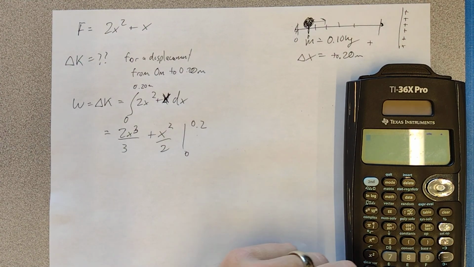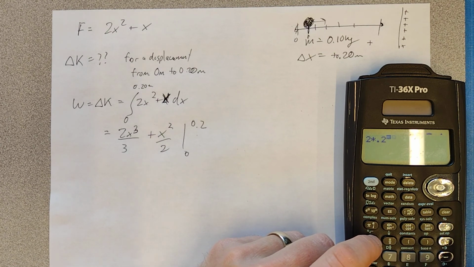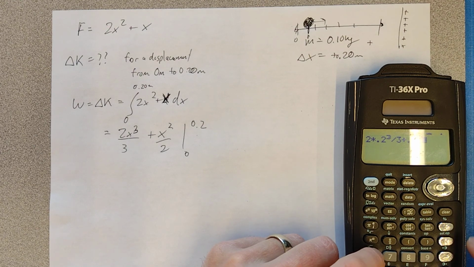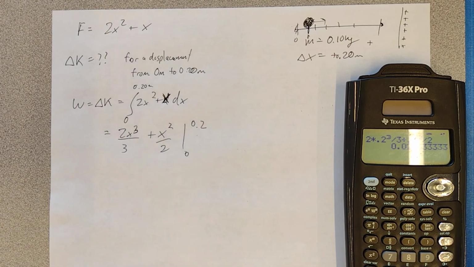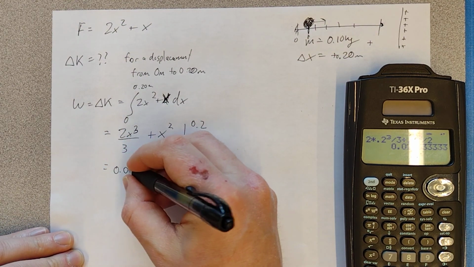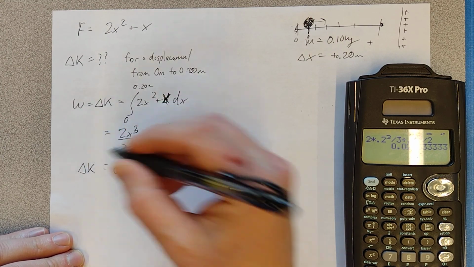So 2 times 0.2 cubed, divided by 3 plus 0.2 squared divided by 2 is about 0.025 joules of change in kinetic energy.